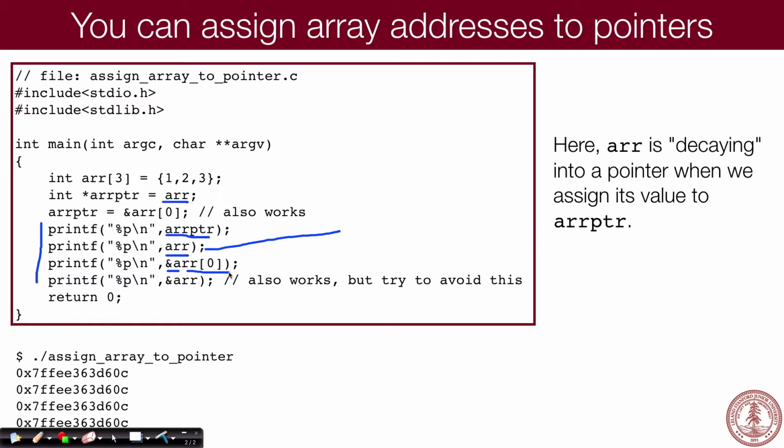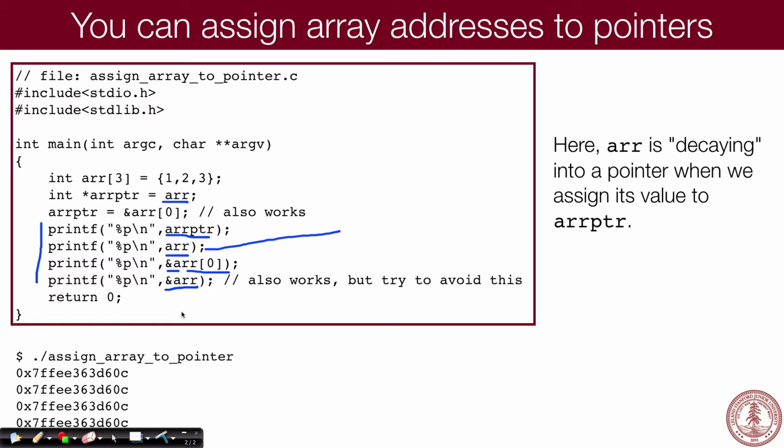And finally, you are allowed to do this. You are allowed to say ampersand ARR. Try to avoid that. It just looks funny and it's a little weird because ARR is already an array. You're allowed to do it. Try to avoid it, but it still works. So all 4 of those give you the exact same output when you print out.